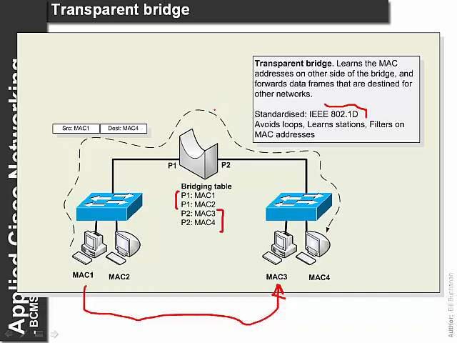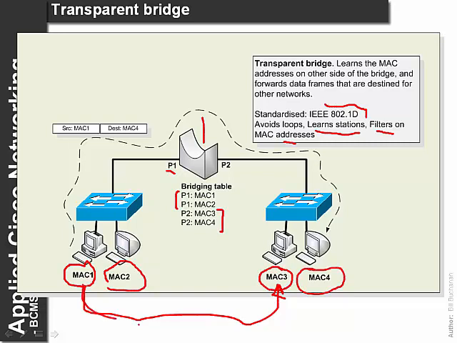And the advantage of a bridge is that it avoids loops, and that bridges intercommunicate and find the best route to a destination. It also learns the stations on either side of bridges and is able to filter based purely on layer 2 MAC addresses. So in this case we have a bridging table. The bridging table has added that on port 1 there are two machines, MAC 1 and MAC 2, and on the other side on port 2 there is MAC 3 and MAC 4.